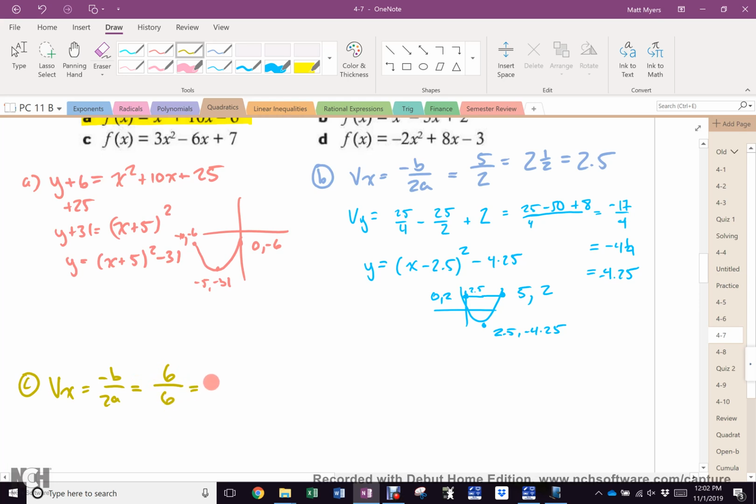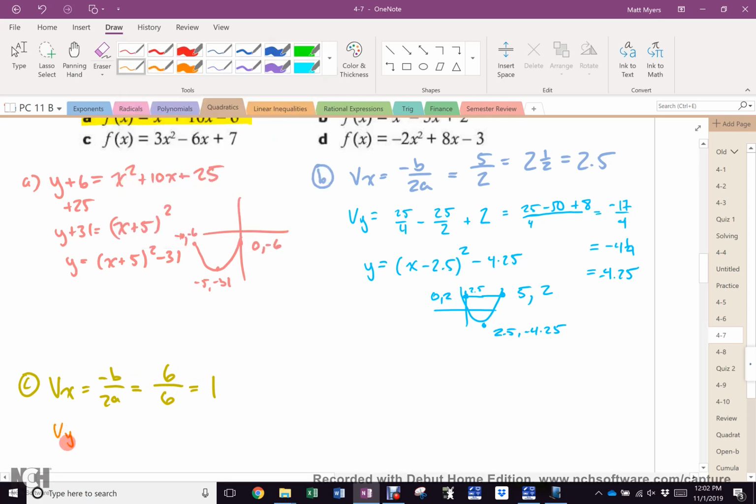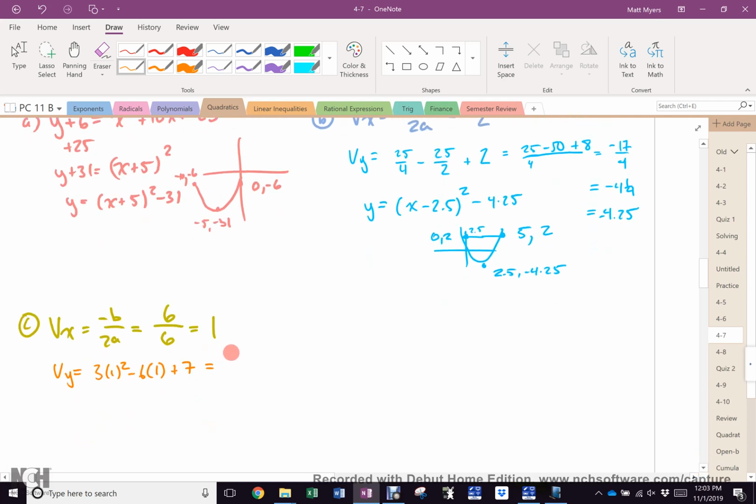So if my Vx is 1, what is my Vy? How do I find it? Where does that 1 go? Wherever there's an x. 3 times 1 squared minus 6 times 1 plus 7. What's my Vy? 3 minus 6 plus 7 is 4. Now, do I know my vertex? 1, 4.